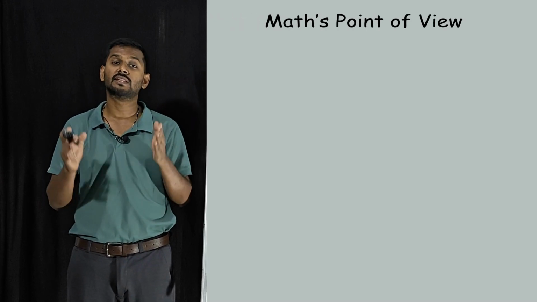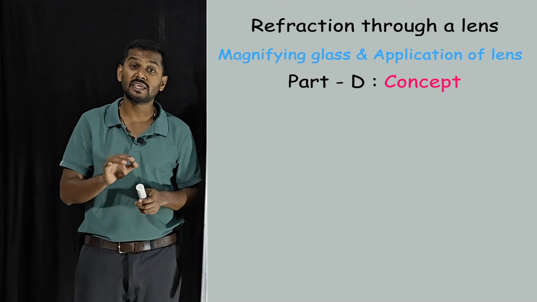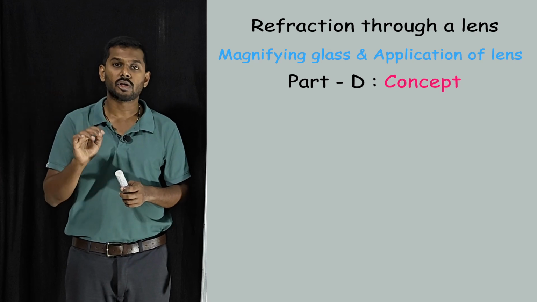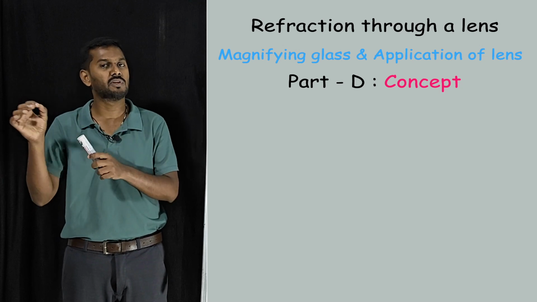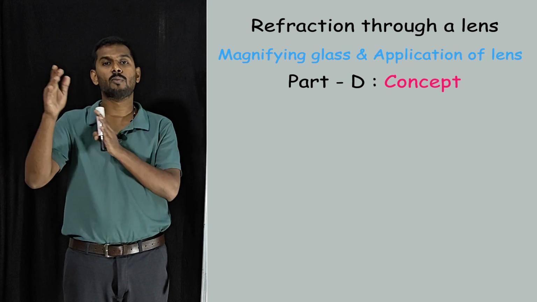Today we are going to understand the concept of magnifying glass and application of lenses. This is part D of refraction through lens, that is the main chapter. Here we are going to understand the concept. After this we are going to solve each and every theory question. So this is important. After watching this one, go back to that.